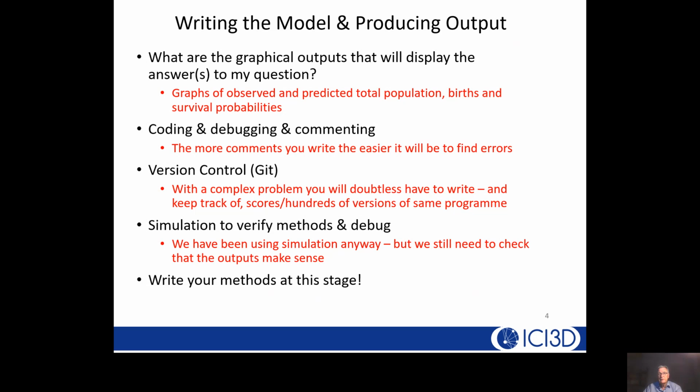And then finally, what you should be doing is doing simulations, which will verify your methods and help you to debug, because we've been doing simulation anyway, but we need to make sure that those outputs make sense, and doing a simulation of the thing will really help you to see that. And it's an extremely good idea, as you're writing things up, to write down the methods at the time when you're doing the modeling, so that you can figure out what is going on.